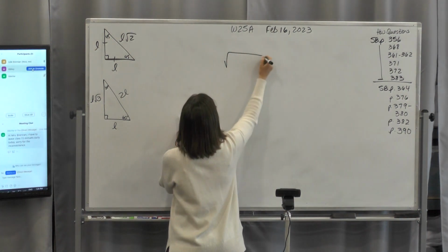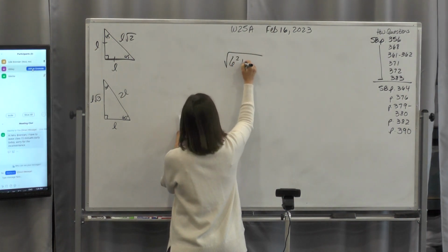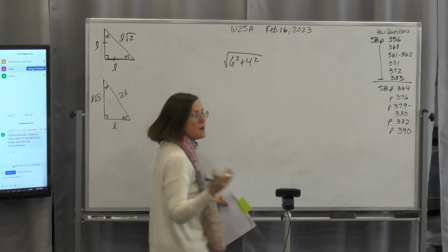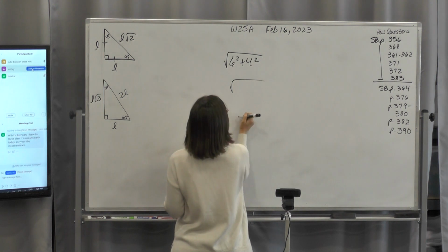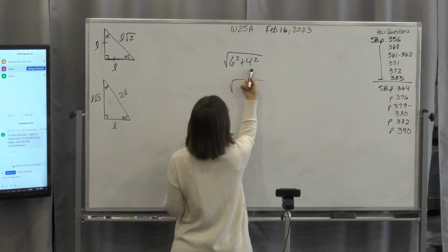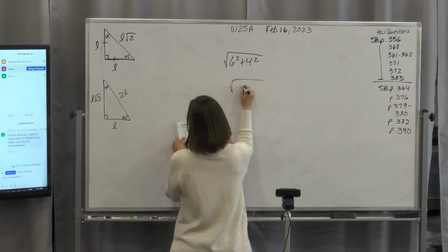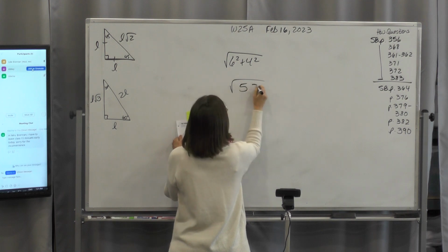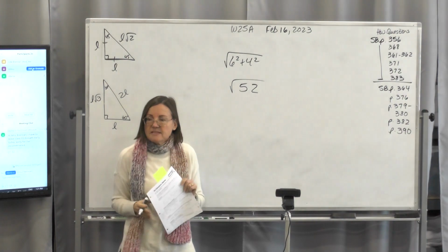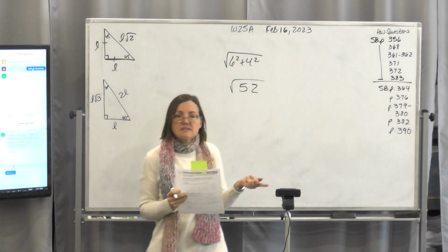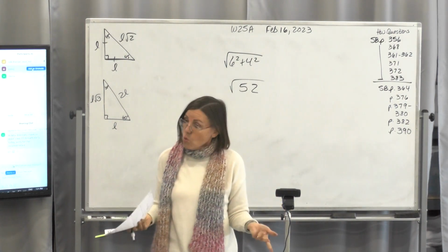So this one here would be 6 squared plus 4 squared. X is the hypotenuse, right? So we're going to say the square root of 36 plus 16, the square root of 52. And then before you box that up, you ask yourself, is there a perfect square in there? Is it divisible by 4?